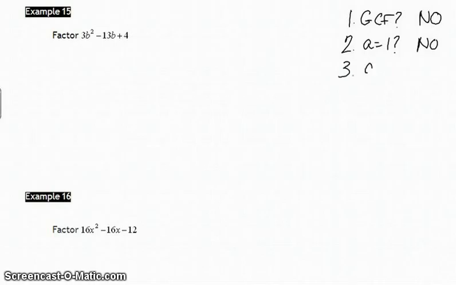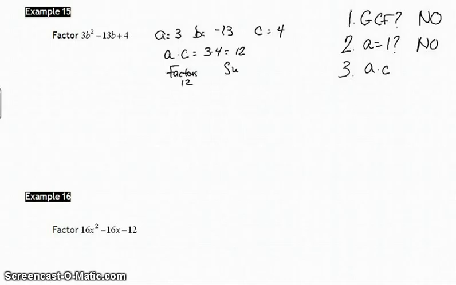Nope. So that means we're going to do that AC method. First step was identify A, B, and C. Find the product of A times C, and that's 3 times 4, which will give me a positive 12. So I need to find factors of 12 whose sum is negative 13.